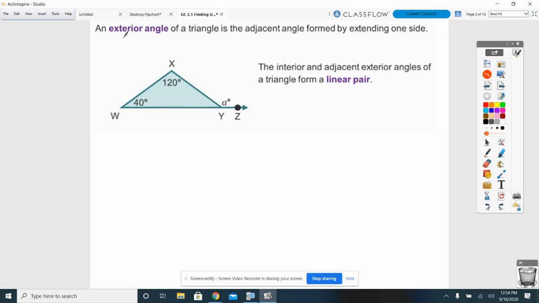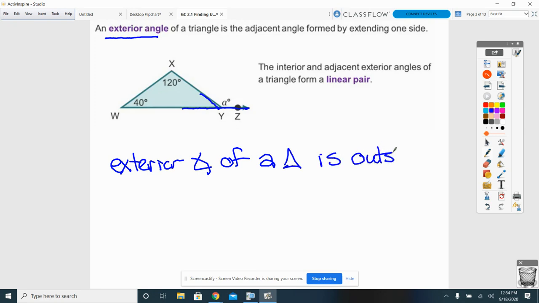Next idea is an exterior angle. It's on the outside of a triangle. And what happens, an exterior angle, like angle A here, it makes a linear pair or a straight line with one of the interior angles because they are adjacent. So these are two vocab words you will need to know. An exterior angle of a triangle is outside of the triangle. That's what the exterior means.